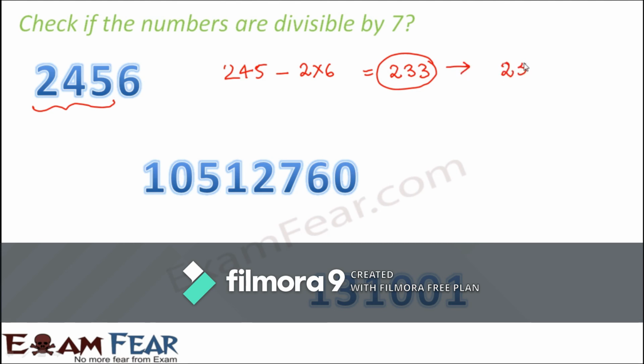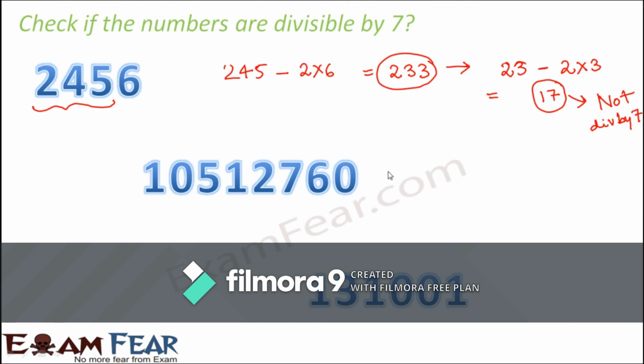So except the last digit, the entire number is 23 minus 2 times the last digit, that is 2 into 3. So this is equal to 23 minus 6, which is 17. Now is 17 divisible by 7? No. So the number is not divisible by 7. Let us look at the next number.